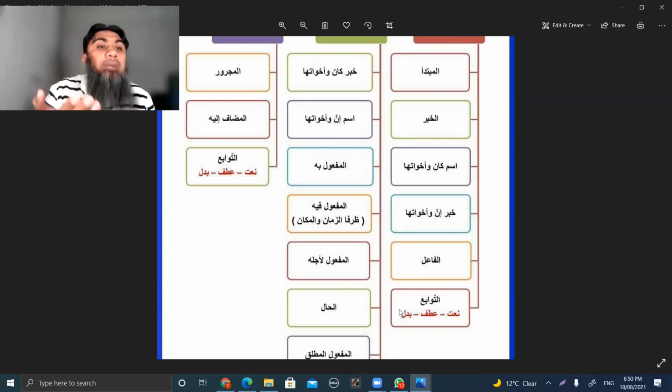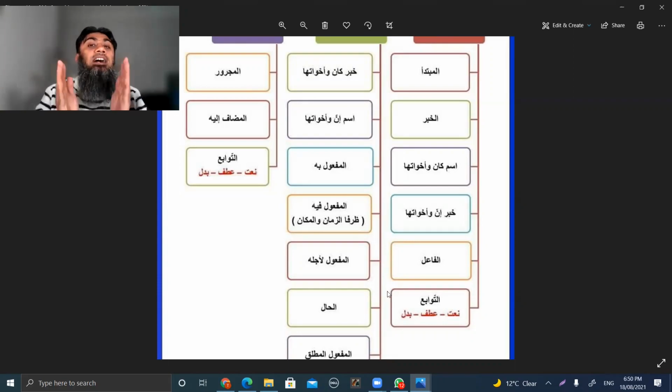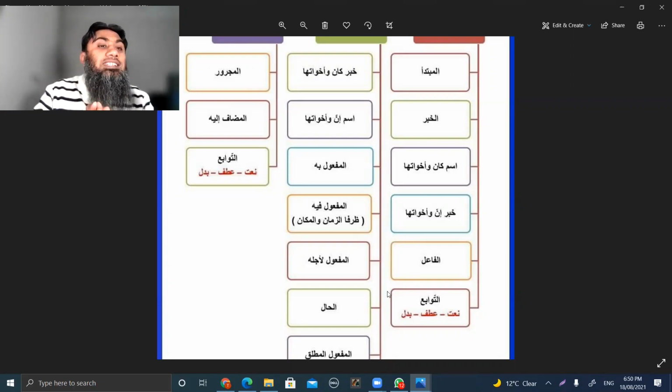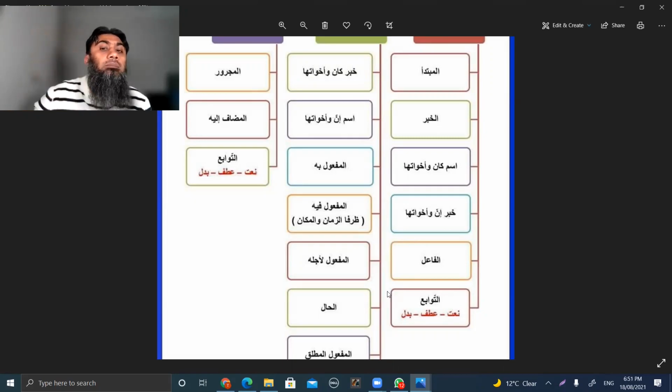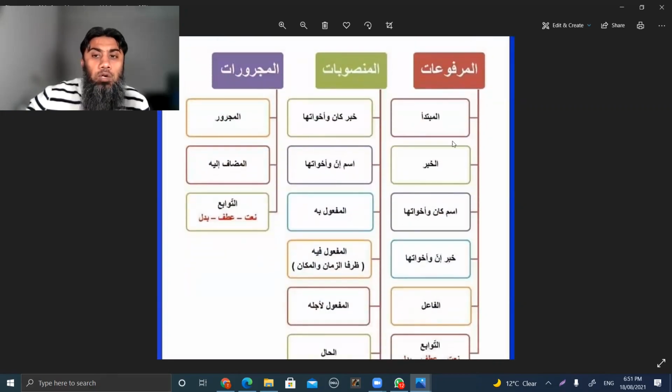Badal means replacement. So if anybody asks you, as a student of Arabic language, what are the marfooat, which means when ism is in rafa status, these are the 6 things: al mubtada, al khabar, ismu kana, khabru inna, al fa'il, and at tawabe. At tawabe are 3: naat, ataf, and badal. Any question about the concept of marfu'at before I move forward?